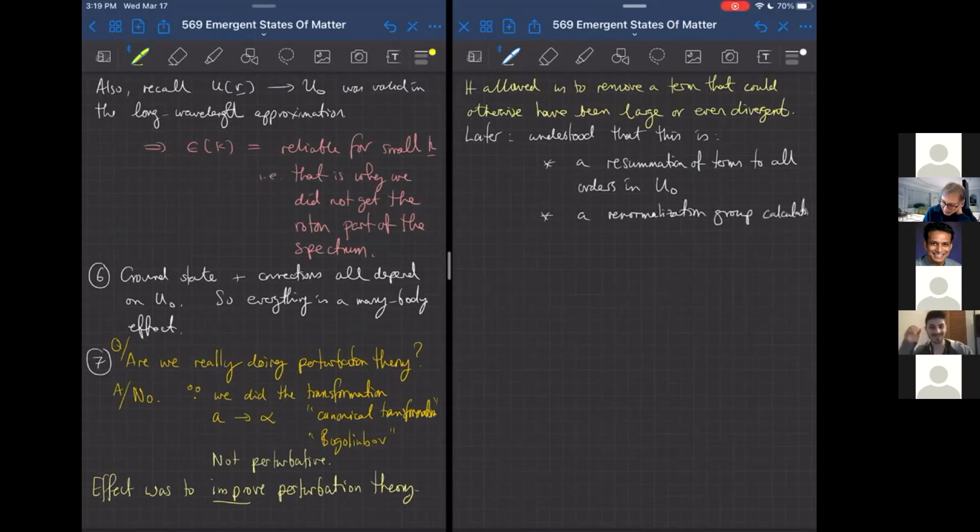And I've put in the team chat a paper that explains those connections, at least as much as people understand them. Okay, so that's point 7.